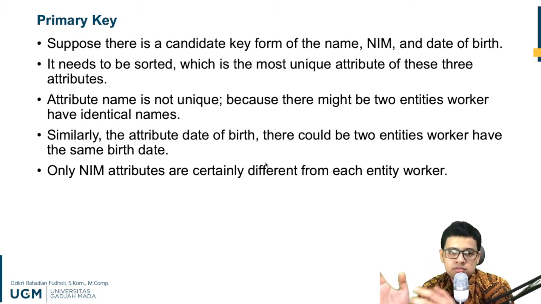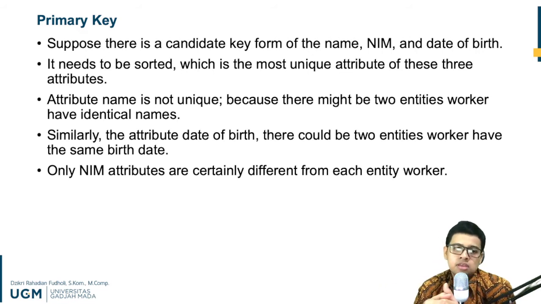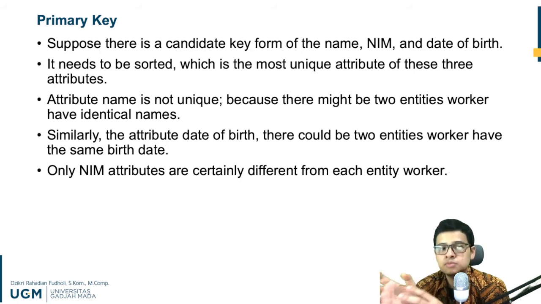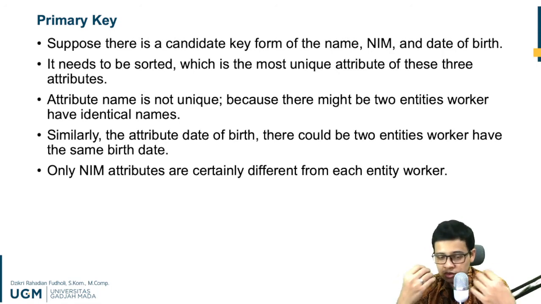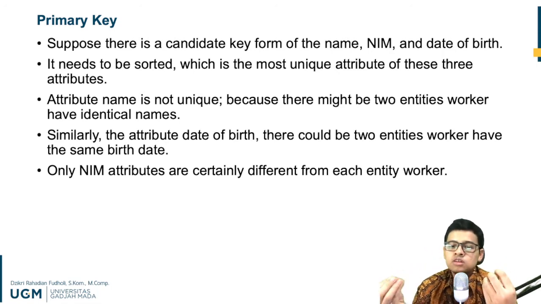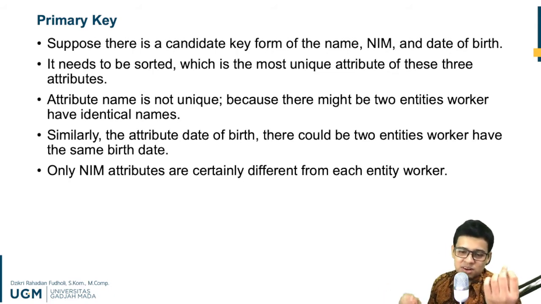Here's the example. Suppose there is a candidate key of the name, NIM, which is like the ID number of a student, and date of birth. It needs to be sorted out which is the most unique attribute of these three attributes. We can say that the name is not unique. In Indonesia, someone with the name Agus is like everywhere. There are lots of people named Agus. Or maybe in America and Australia, the name John is very common. That's not unique.